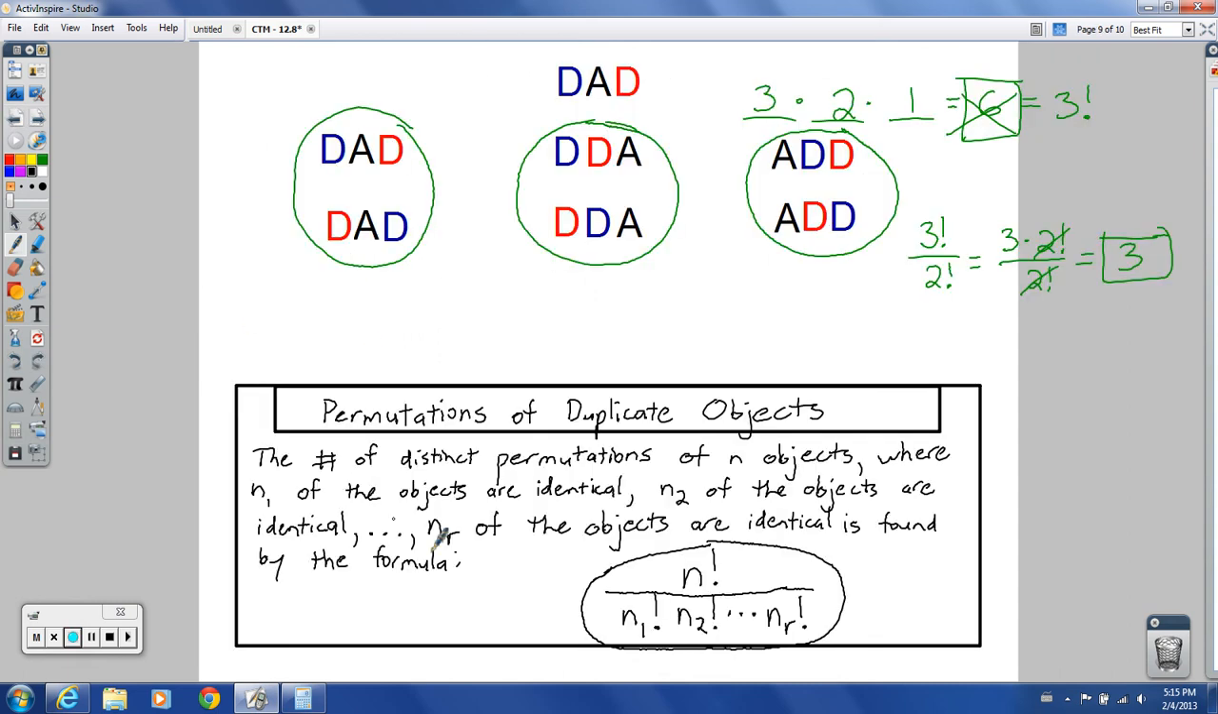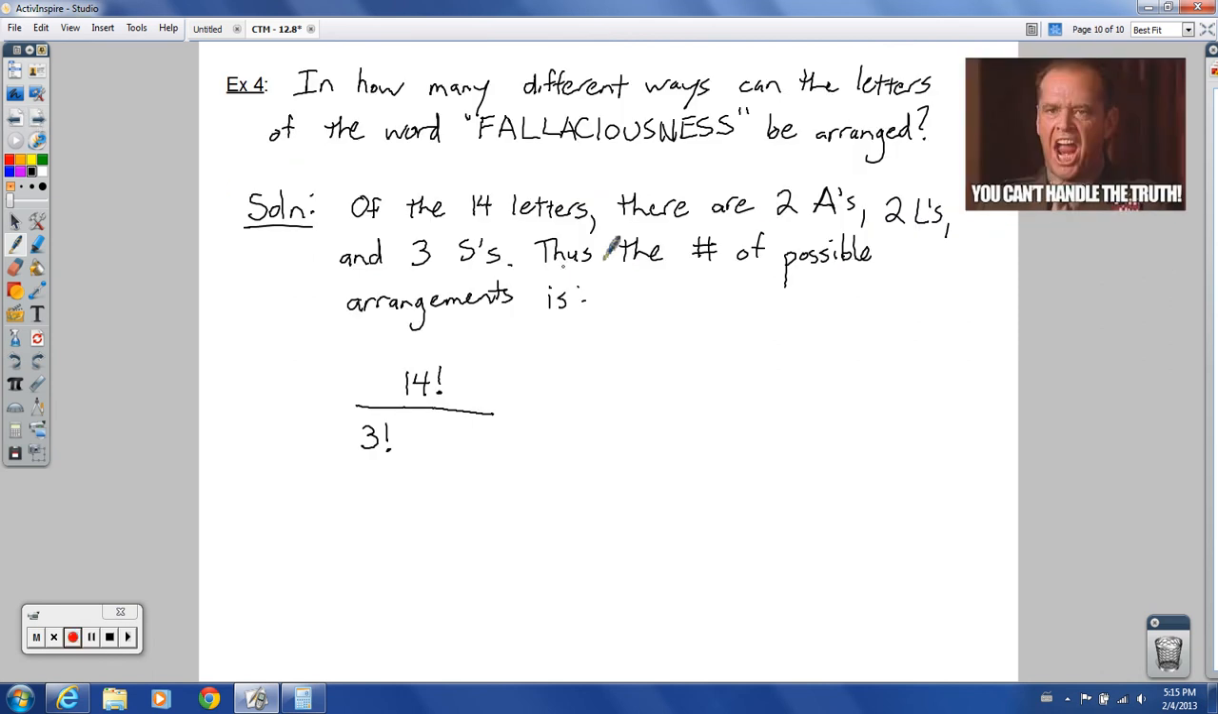This is kind of my n sub 1. There's n sub 1 of the objects are identical. So 3 that are identical. N sub 2, that's the second group. I had 2 A's, and I have also 2 L's. So I'm going to have this times 2 factorial times another 2 factorial. That's coming from here, here, and here.